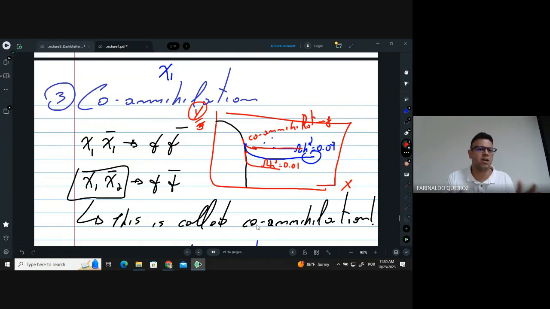Okay, it's not really common to have co-annihilation. No, it's not common to have co-annihilation. Well, in very complicated models such as SUSY, then you can have it.